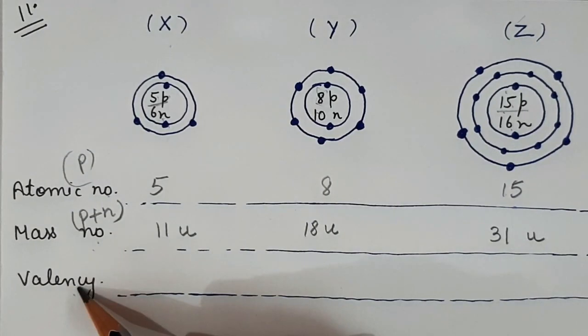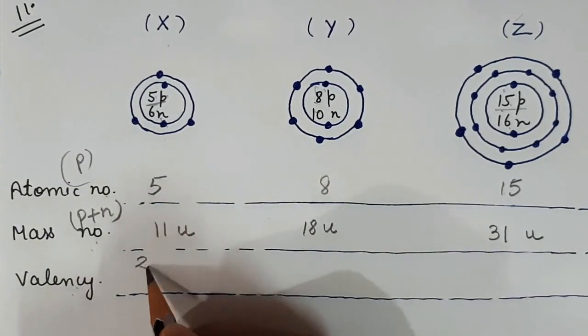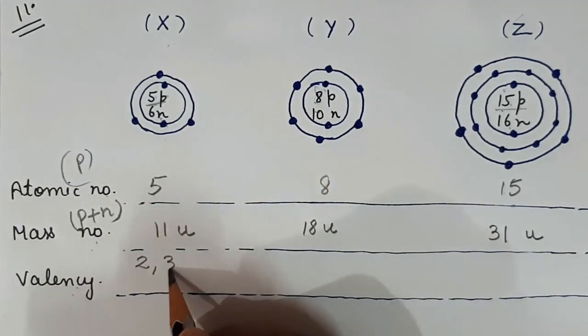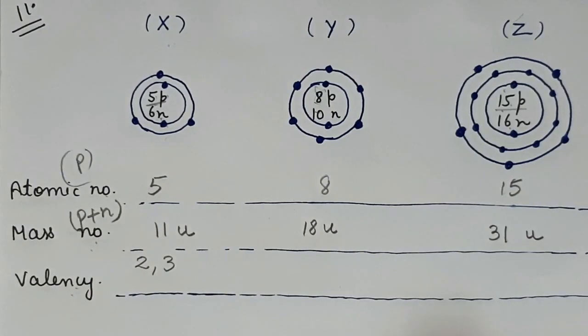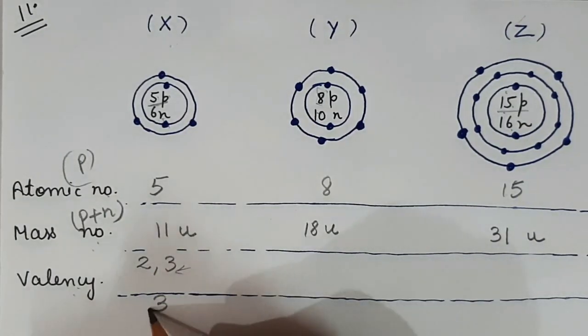Now the third is valency. You need to calculate the valency. How can you calculate the valency? Write down the electronic configuration, then calculate the valency. Atomic number is 5, so electronic configuration will be 2 in the first shell, 3 in the second shell. So what will be the valency? It will complete its octet, so it will lose 3 electrons. So valency is 3.